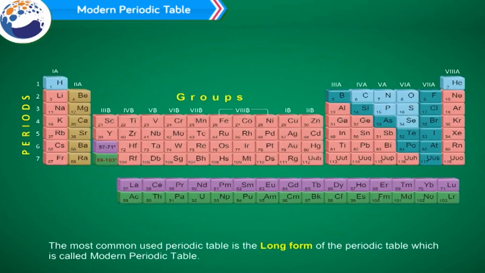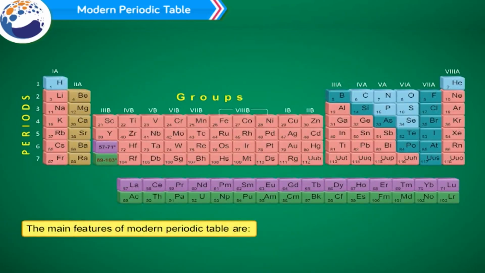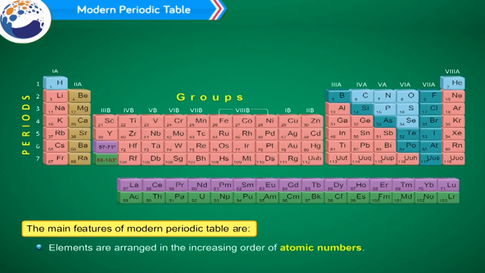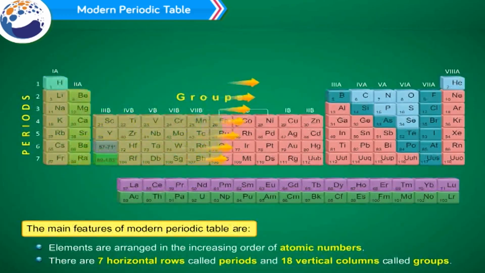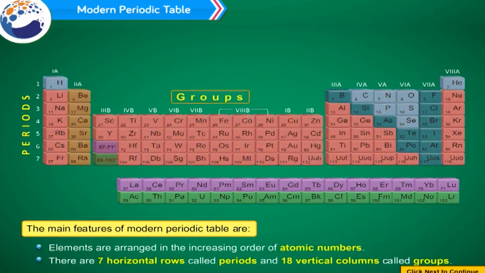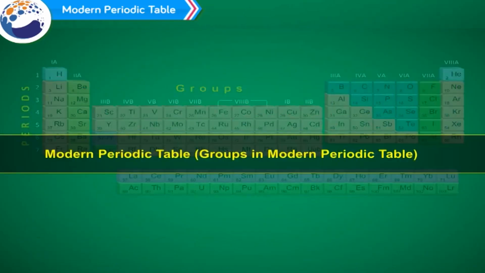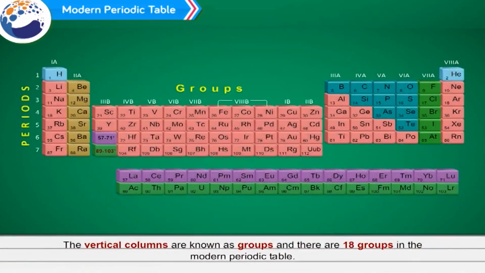The most commonly used periodic table is the long form of the periodic table, which is called the modern periodic table. The main features of the modern periodic table are: elements are arranged in the increasing order of atomic numbers. There are 7 horizontal rows called periods and 18 vertical columns called groups. Groups in the modern periodic table. The vertical columns are known as groups, and there are 18 groups in the modern periodic table.